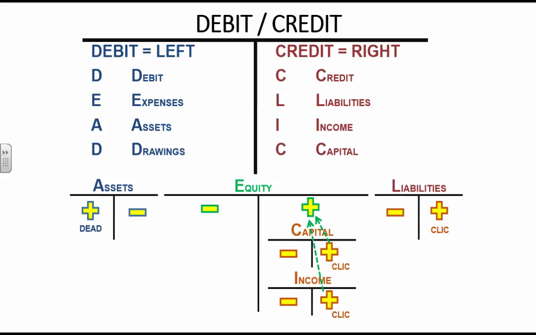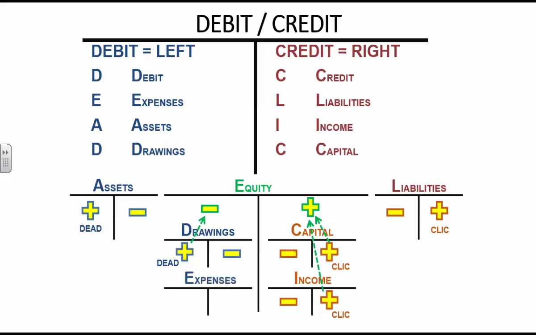But let's go and look at this. Opposite of capital is drawings. Capital is a CLIC account. More capital is a credit. Less capital is taking money out of the business, which is then a debit. But we've got a name for that, so therefore we're going to call it drawings. Now drawings is a DEAD account, right? DEAD says debit expenses, assets and drawings if you want them to increase. So more drawings is less owner's equity.